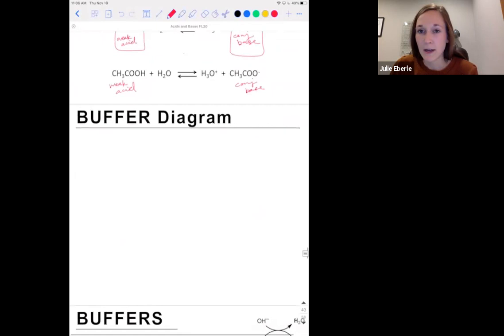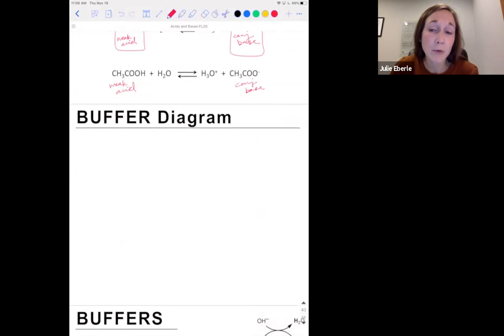So we're going to draw a diagram, because I'm going to ask you on the exam in some form or fashion, whether it be a multiple choice question or a short answer or whatever, about buffers. There will definitely be buffer problems. I want you to know how buffers work, okay? And so this diagram will help you answer any of those questions.